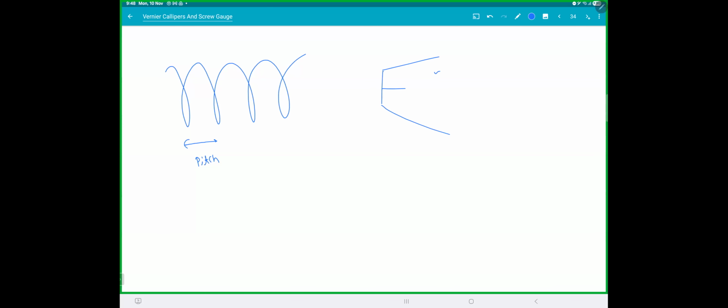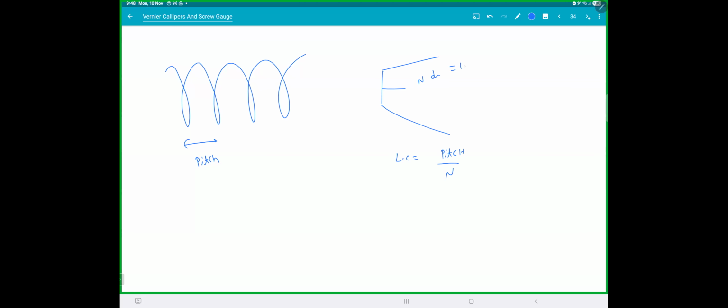so for every one rotation, the screw will move a distance of one pitch. Agreed. So every time you complete a rotation, the screw will move one thread or one pitch. If you have n divisions here, that means the least count is the pitch by n.